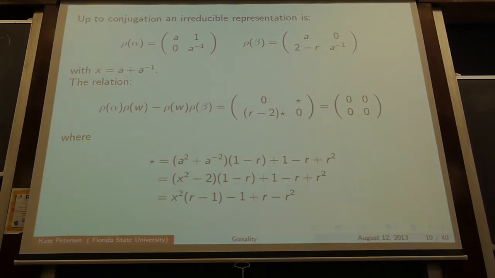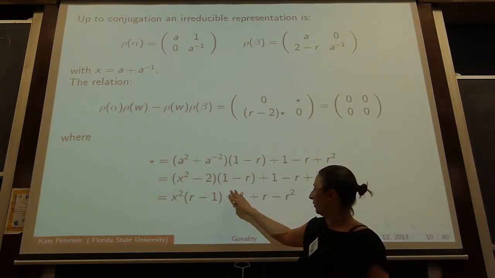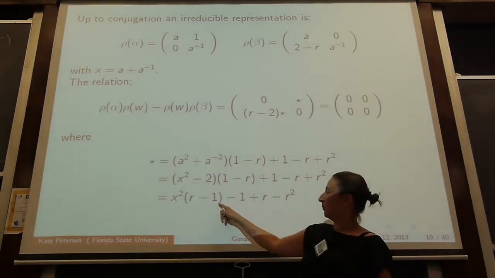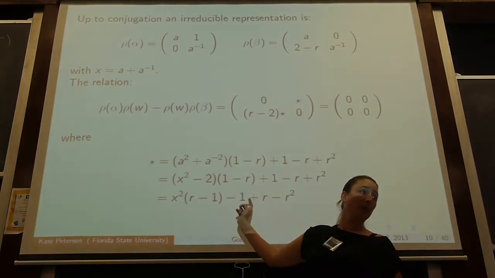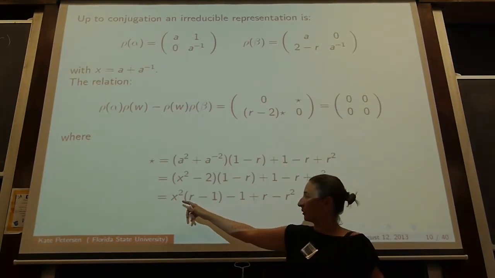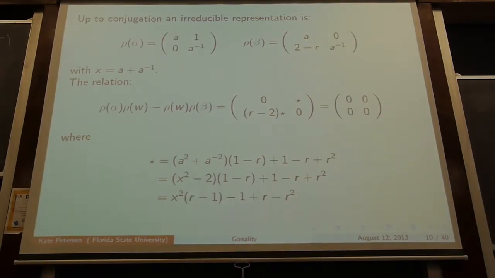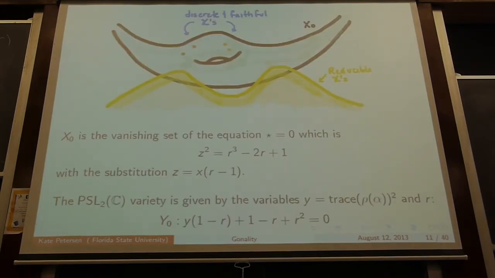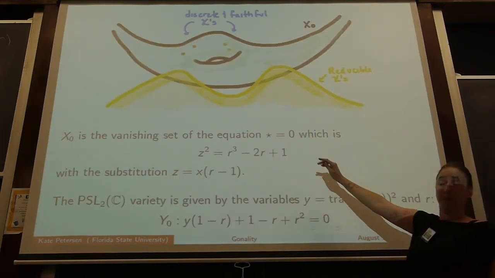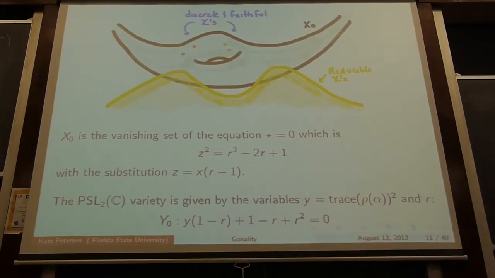If we make it look all pretty, we could move this to the other side, multiply by an r minus 1 on both sides, and then do a substitution, x times r minus 1 equals another variable. If I do all that fancy stuff, it actually looks like an elliptic curve. So the picture is I get an elliptic curve, and the reducibles were a plane, if you will.